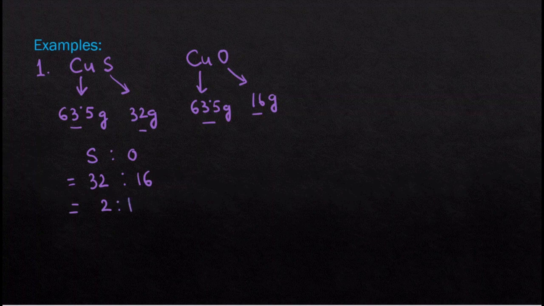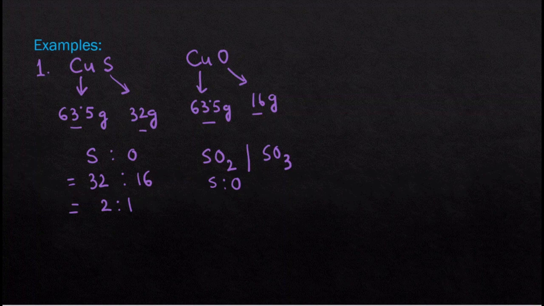According to the law of reciprocal proportion, when sulfur and oxygen combine to form some new compounds, maybe sulfur dioxide, maybe sulfur trioxide, either they will do so following the same mass ratio of sulfur to oxygen, or it can be a multiple or submultiple. Let's check.